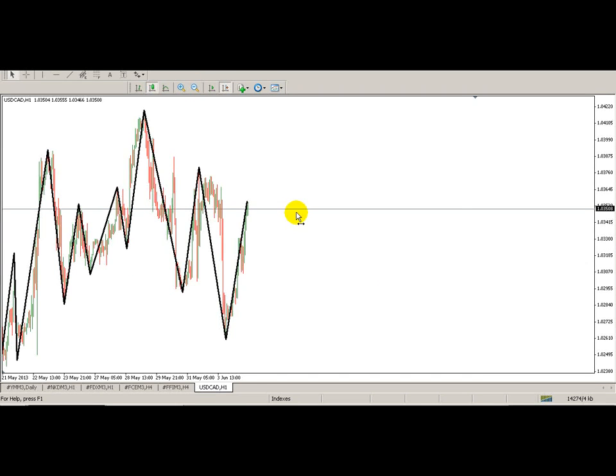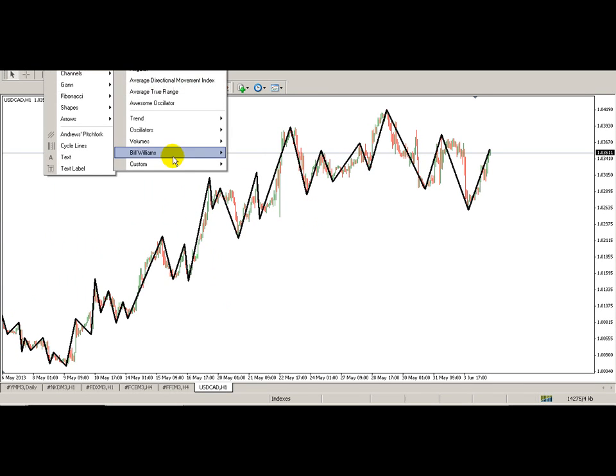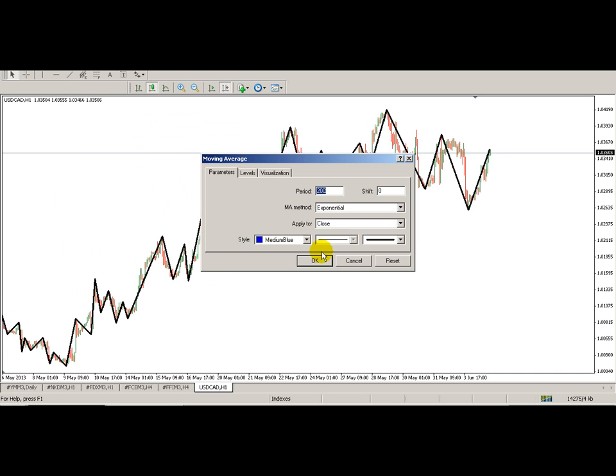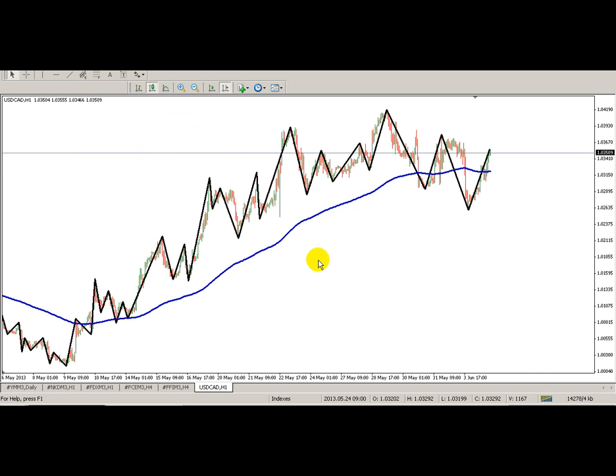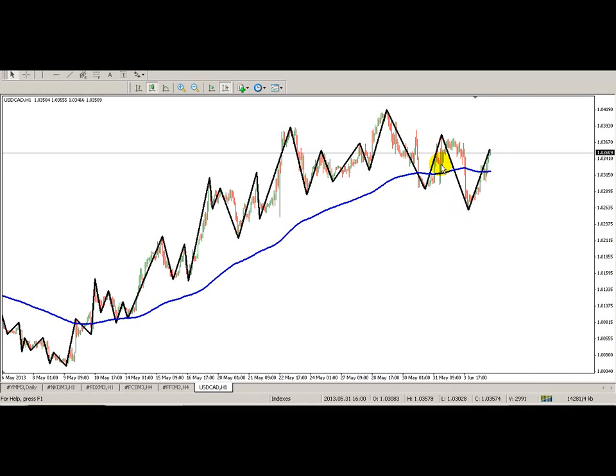This is a chart of the US dollar, Canadian dollar, and let's put in the moving average. Okay, so that's a 200 period moving average. You can see how price has stayed above it for almost all of this uptrend. So that trend was very powerful. Now, we don't know, is this a sideways correction, or is this market going to continue moving to the downside?